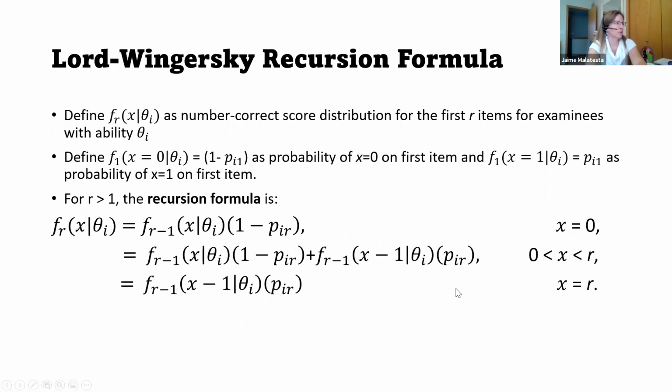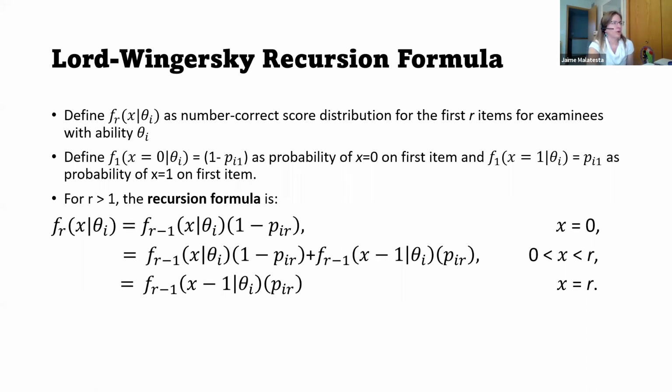The Lord-Wingersky recursion formula defines f of r, x given theta as the number correct score distribution for the first r items for examinees with ability theta i. So here we define f of 1, so r equals 1, meaning they've seen 1 item. The probability of getting that item incorrect is simply 1 minus the probability of getting that item correct. So that's the probability of getting a score of 0 on the first item, and f of 1, x equal to 1 is simply the probability of getting that first item correct, as we saw on the previous slide.